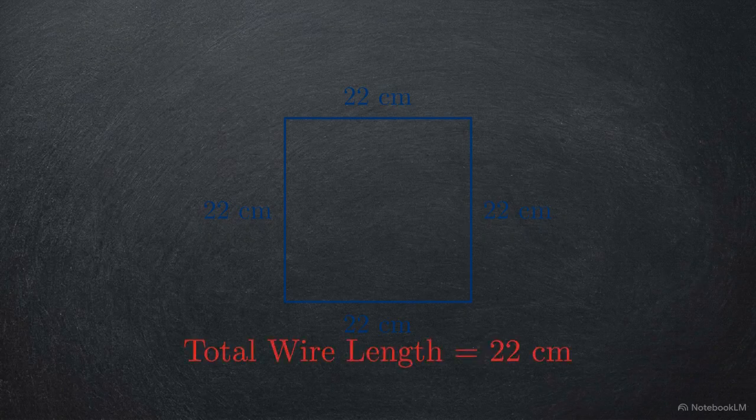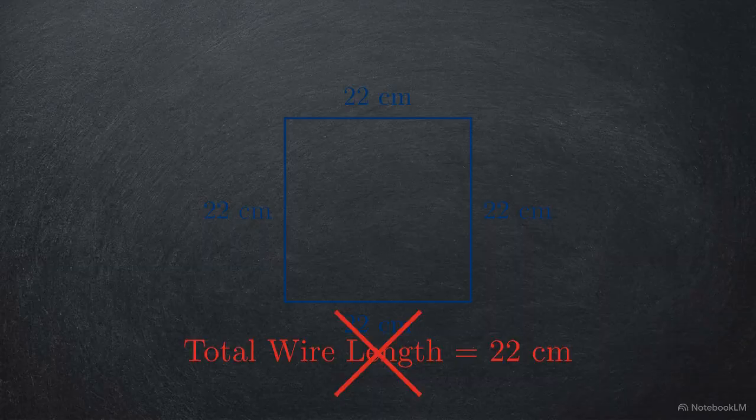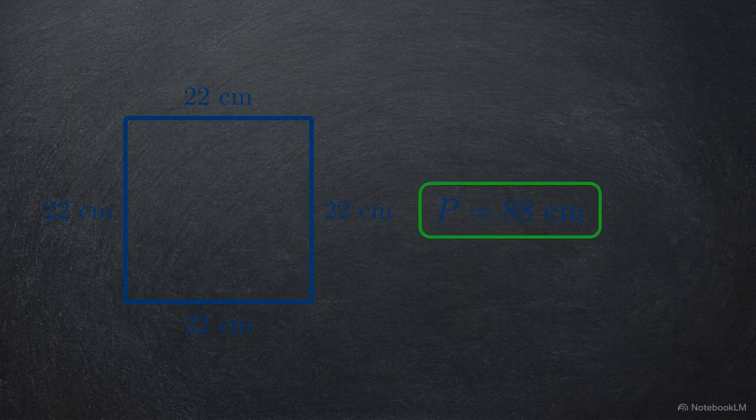Let's look at the starting shape. We have a square where every single side measures 22 centimeters. A common error is assuming 22 centimeters is the total wire length. It isn't. The wire forms the entire outline, or the perimeter. Since a square has 4 equal sides, we multiply 4 by 22. That gives us a total perimeter of 88 centimeters.